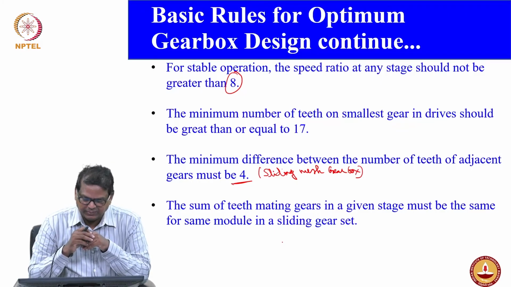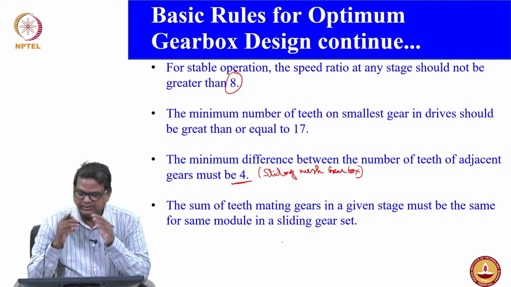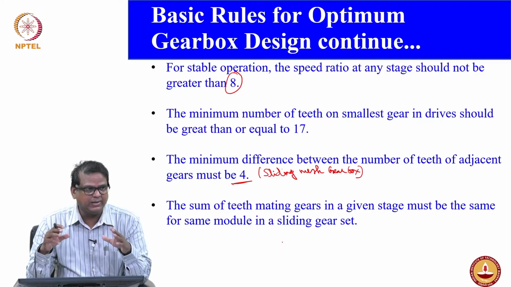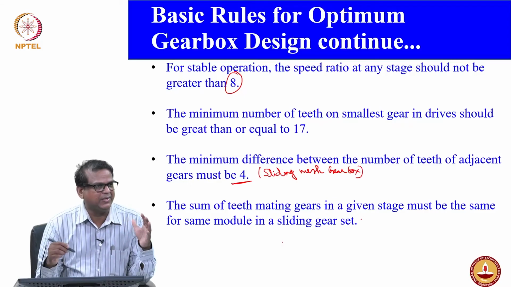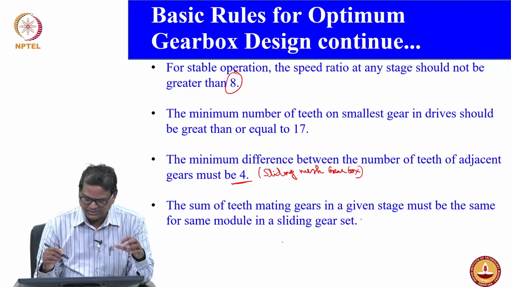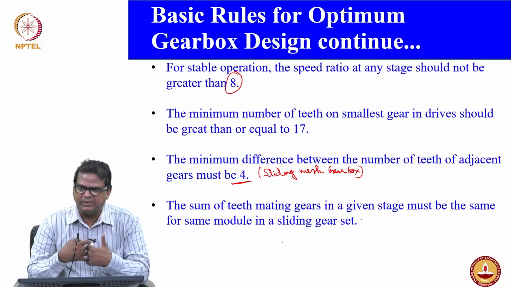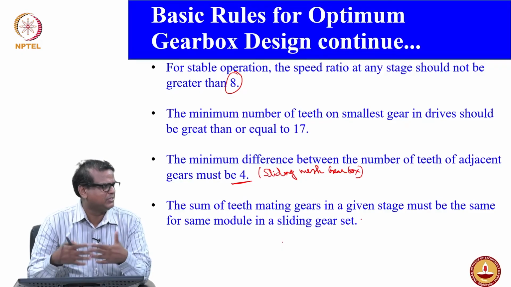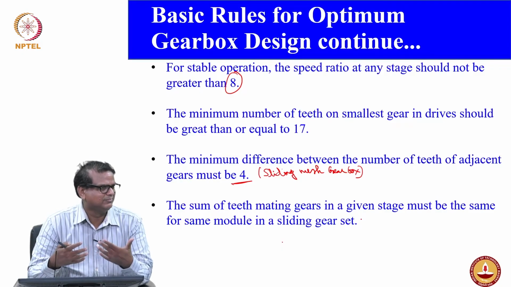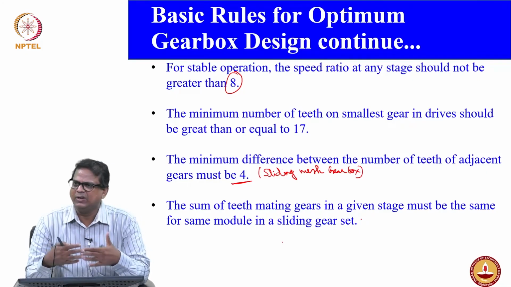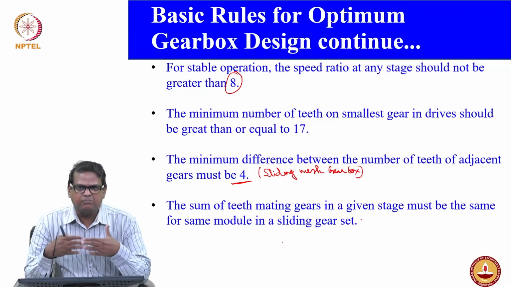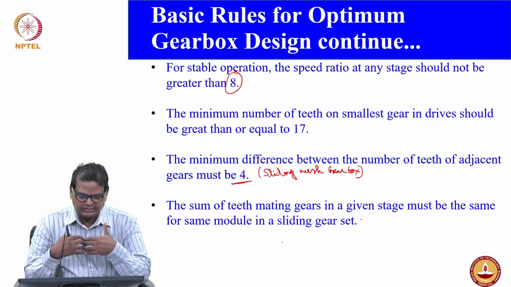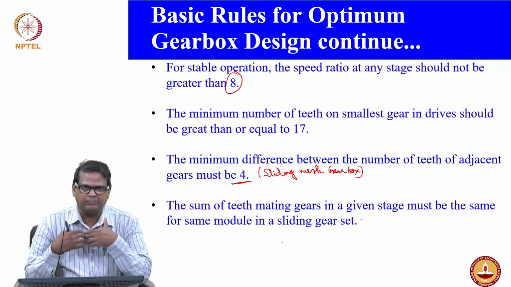The sum of the teeth of the meshing gears in a given stage must be the same for a module in the sliding gear set, which indicates the center distance is fixed. The center distance is fixed, and whenever gears are to mesh, they should have the same module. What happens if you have different modules meshing each other? It won't be possible, right. You have to make sure the mating gears have the same module, such that the transmission can take place.